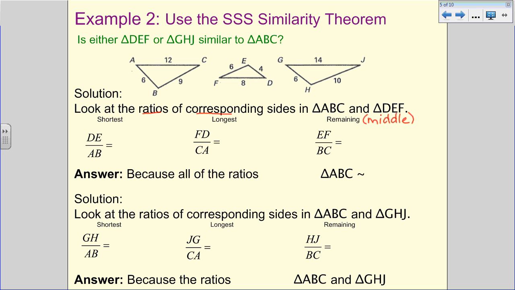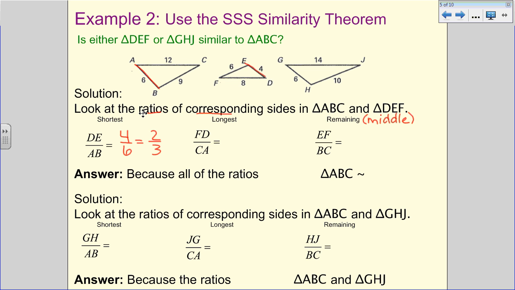So I've got DE is the shortest side, and I need to match it up with the shortest side here, which is AB. So DE is equal to 4/6. Simplify that fraction down to 2/3. And if we need to, we'll once again model that on the document camera in class, or you're going to need to bring your calculator up so we can go over it one-on-one. But you should be able to simplify the fraction 4/6 down to 2/3.